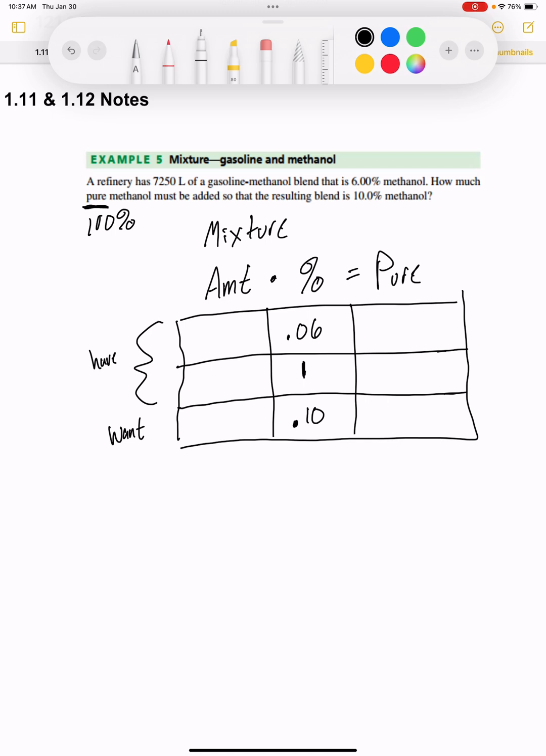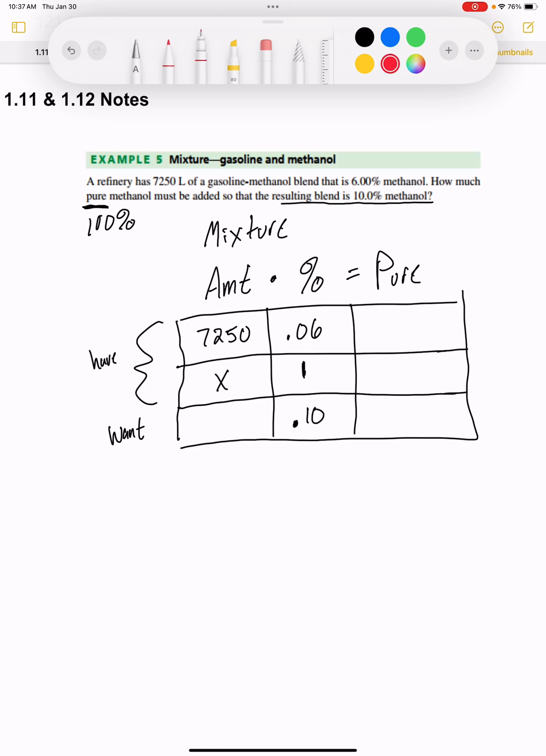The amounts. A refinery has 7,250 liters of gasoline methanol blend. So I know this is 7,250, right? It says, how much pure methanol must be added to get the resulting blend? The resulting blend is the blend that we want in the end. So how much pure methanol? Well, I don't know how much, so I'm going to put an X because I don't know.